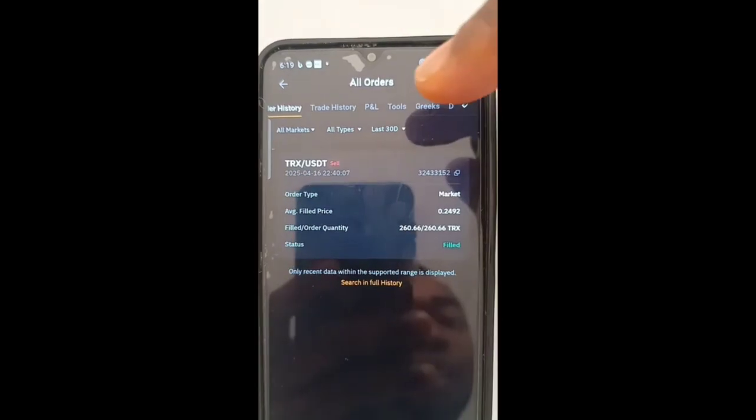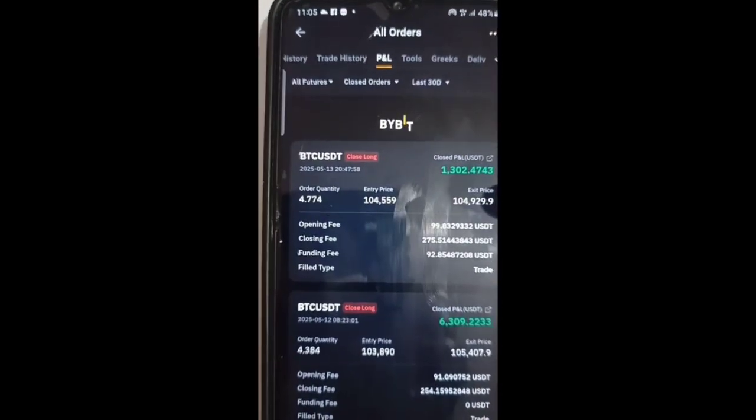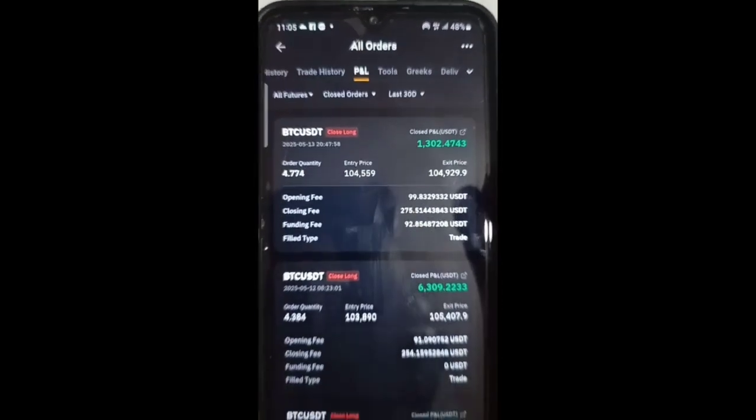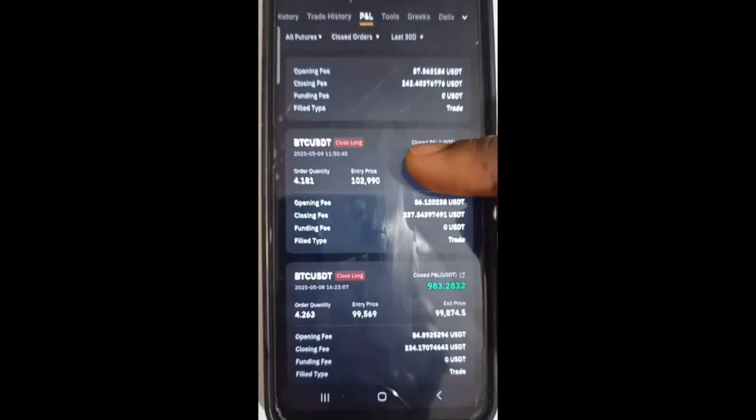This is my Bybit account, so don't forget this. So let me click on profit and loss. All right, so I'll click on P and L. I've clicked on P and L. You can see now, I want you to learn something from this result in case you are a new trader, and if you are also not a profitable trader.